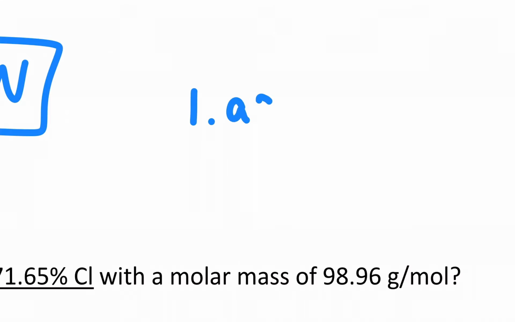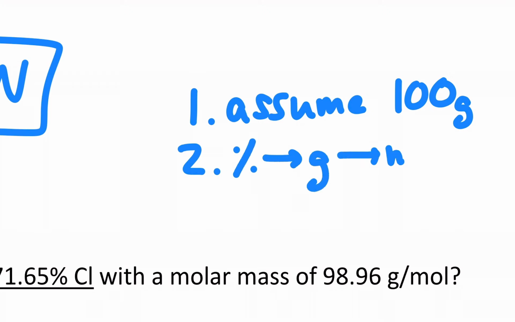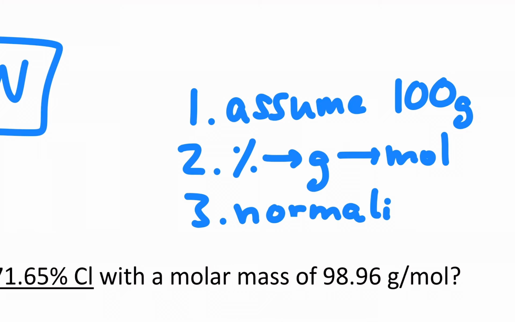Step 1, we need to assume an arbitrary amount of the substance, and I highly recommend 100 grams. That way, step 2, you can take your percentages and just call them gram values, and then you can convert them to moles. And then step 3, we simply normalize the ratio.